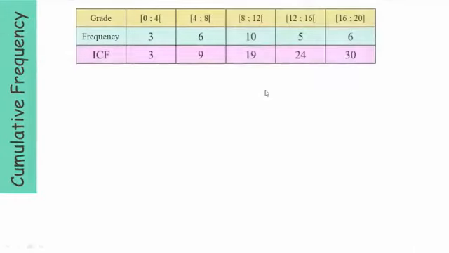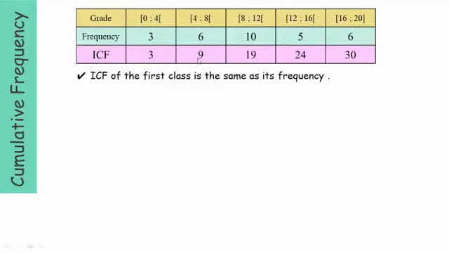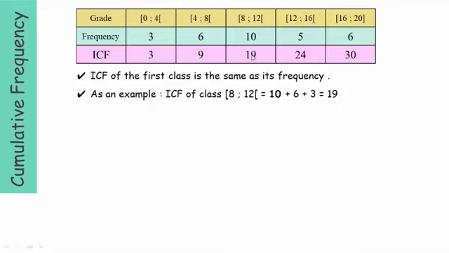Now, the increasing cumulative frequency of the first class is the same as the frequency of the class, while the frequency of the second class added to what comes before will give us the increasing cumulative frequency of the second class. The increasing cumulative frequency of the class 8 to 12, for example, is the frequency of this class added to the frequencies that come before, which are 6 and 3, to have 19, and so on. And we can notice that the increasing cumulative frequency of the last class is the total number, 30.